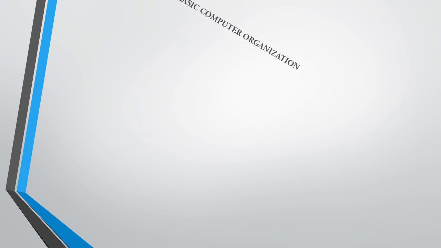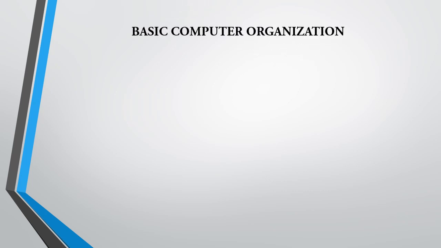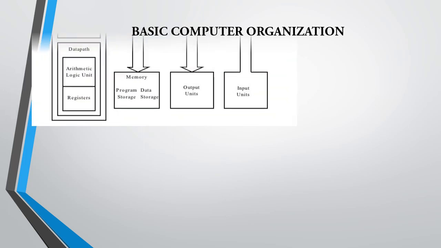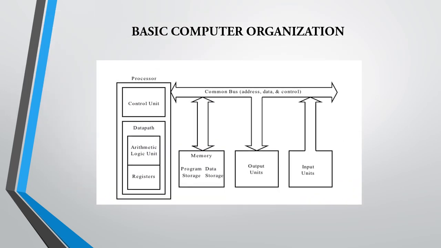Here basic computer organization structure is shown. With this you can have a clear idea about input, output and process device, how they are connected and how the data is transmitted from input device to process device to output device. Here you can see input device, output device and memory are connected with the processor, that means the CPU, central processing unit, through a common bus.